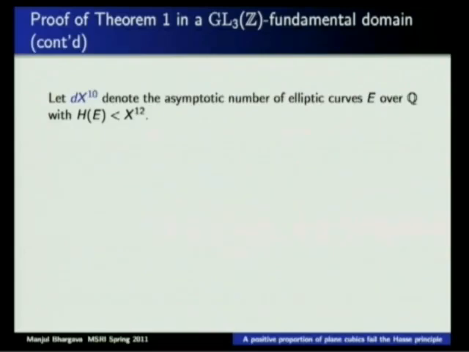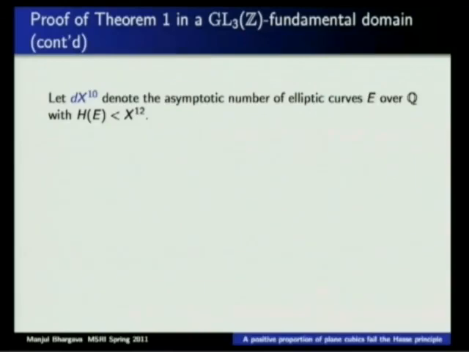So how do we use this fundamental domain to obtain theorem 1? Well, let D x to the 10th denote the asymptotic number of elliptic curves having height at most x to the 12th. That's an easy count to do, because you're just counting the number of a and b such that a cubed is less than x to the 12th and b squared is less than x to the 12th. So that's a constant times x to the 10th.